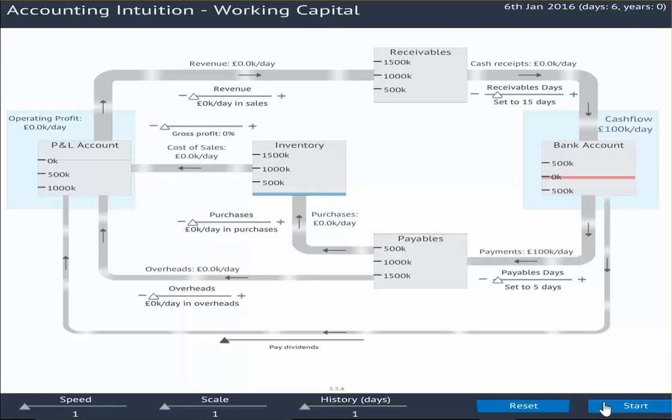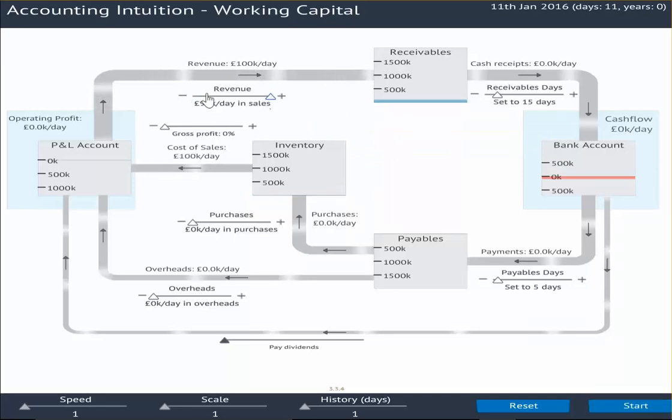And as we can see, we've now paid for the inventory. So we bought it on day 1 and we paid for it 5 days later on day 6. So we're going to now sell that inventory on day 11. So 10 days after buying it, we're going to sell it.